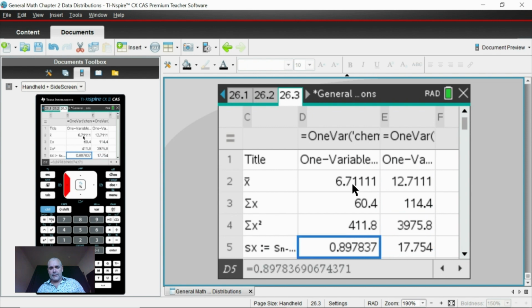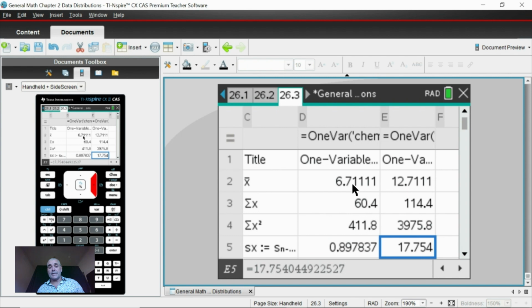So now we're looking at the standard deviation of the sample, and it was quite small, and now it's, I'm going to call that 0.9, and 9 times 2 is 18.